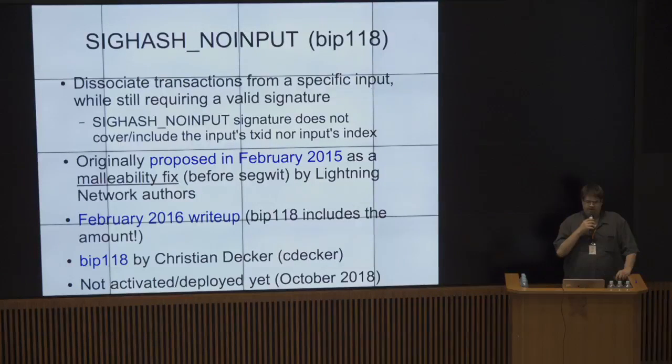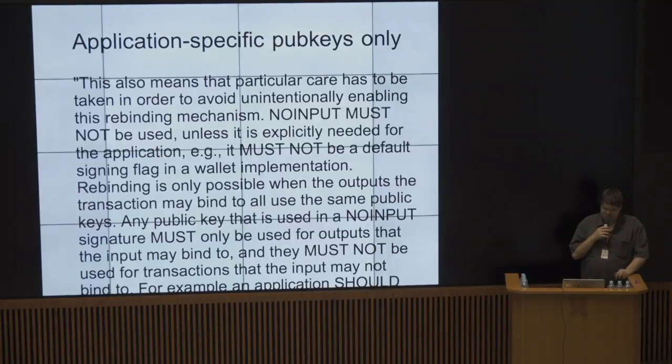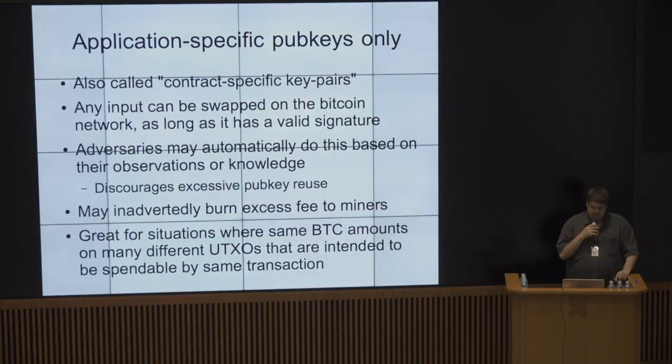There is a proposal written, BIP 118, written by Christian Decker. All right, well, this is a bunch of text about something called application-specific pub keys, which is basically such as the malleability fix, because it's actually quite dangerous. And this is because any input can be swapped into the transaction as long as it has a valid signature. And the signature with SIGHASH no input says you don't actually care about which input it is as long as the amount is correct.